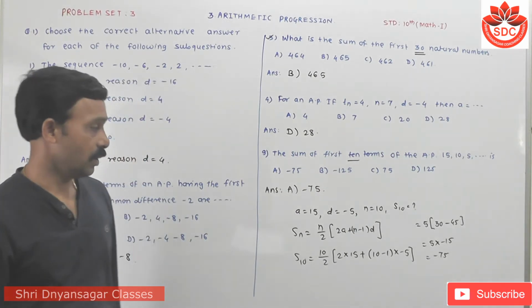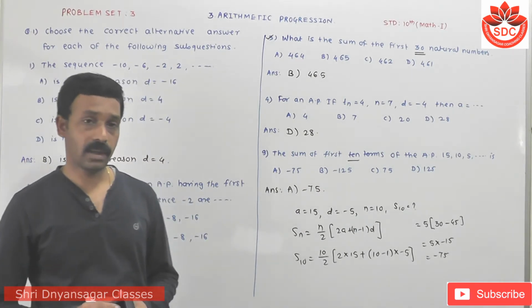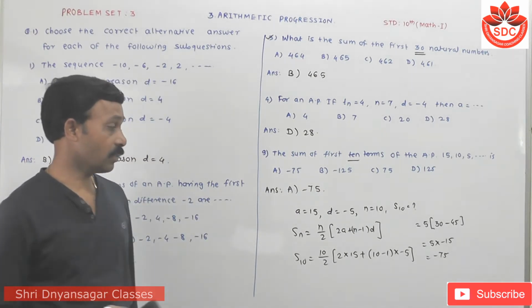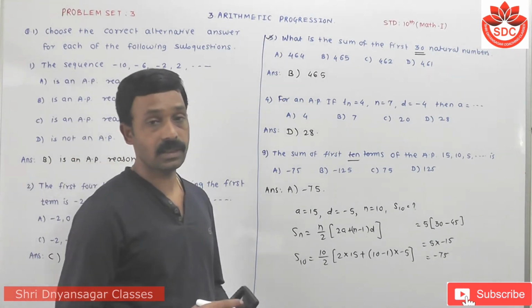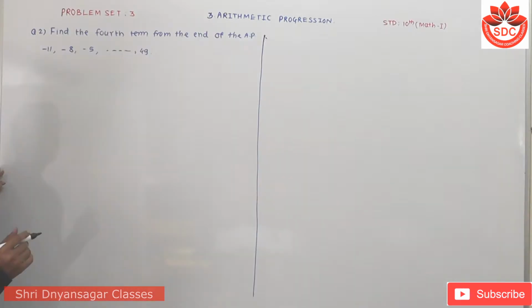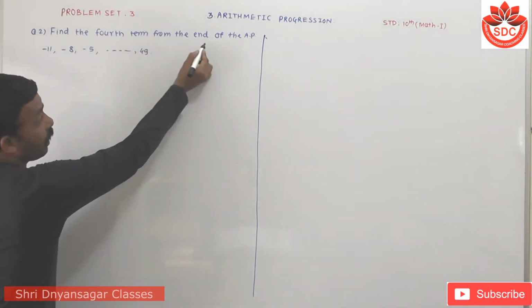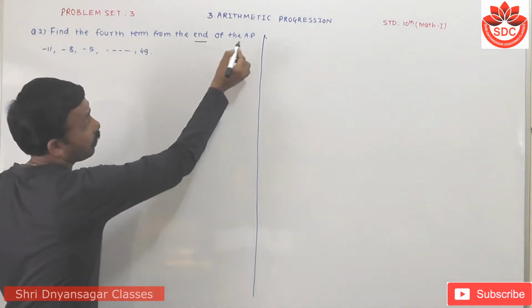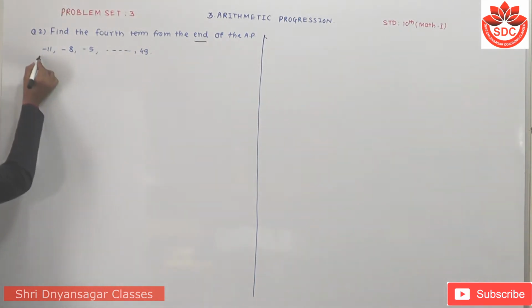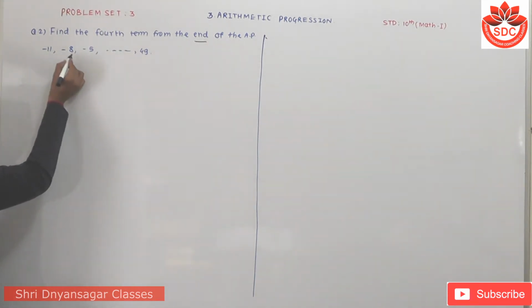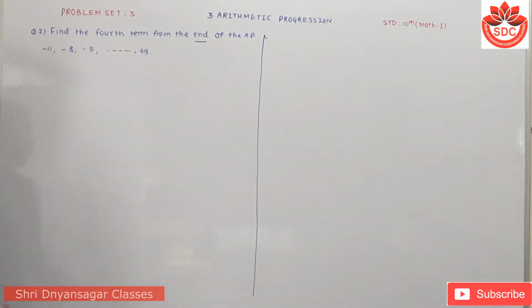So these are simple MCQs. You have to solve the remaining ones on your own. I will take the next question. Can you understand this? Okay. Next question, question second: find the fourth term from the end of the AP. Where the AP is given: minus 11, minus 8, minus 5, up to 49. Now here is the solution.